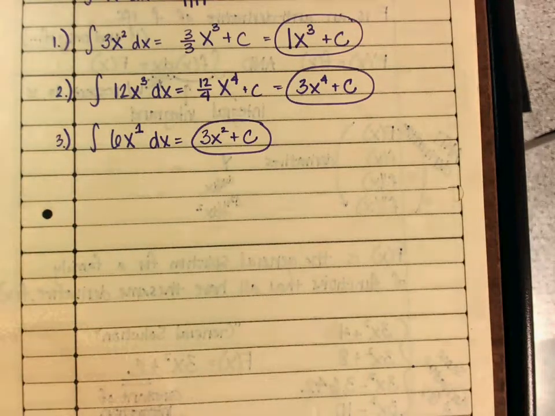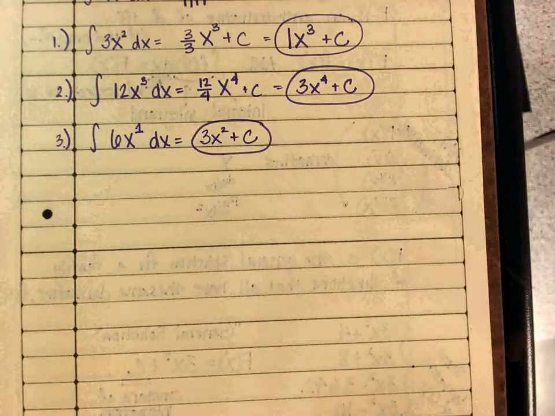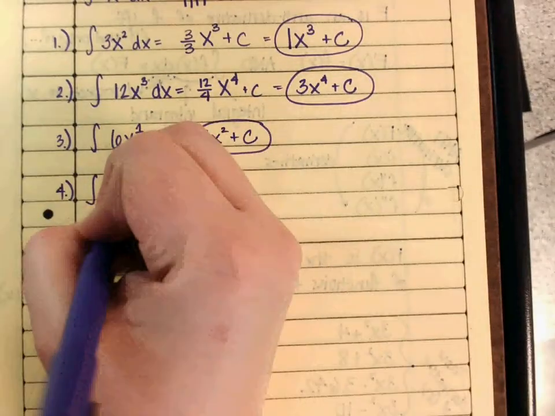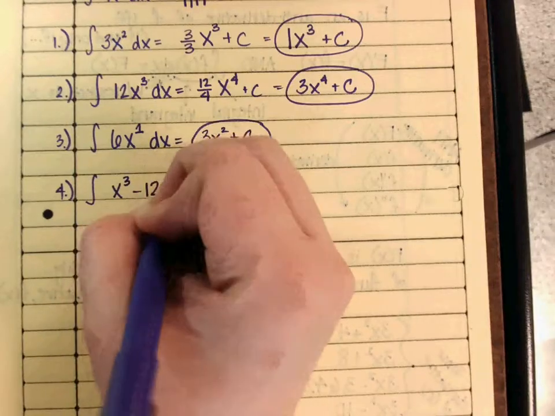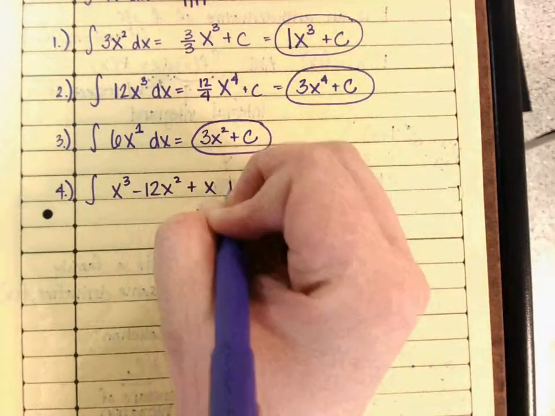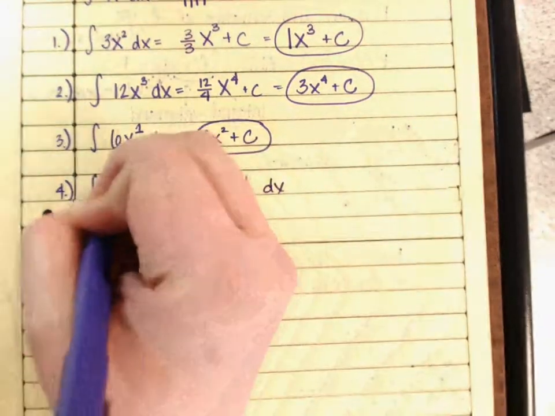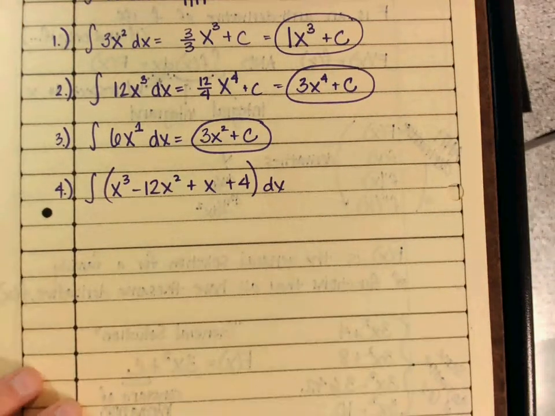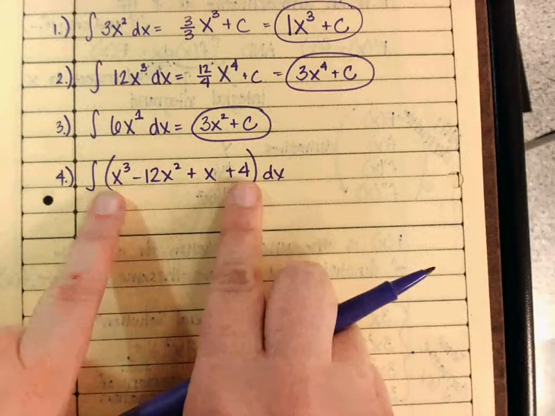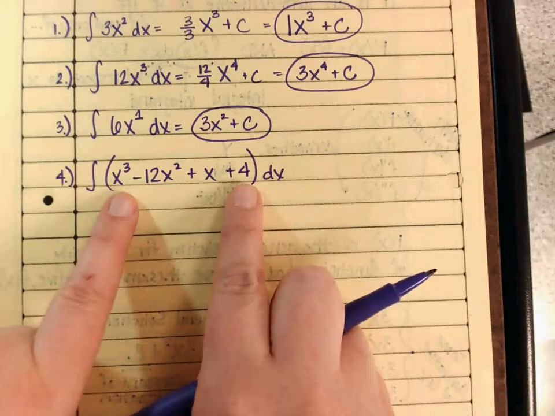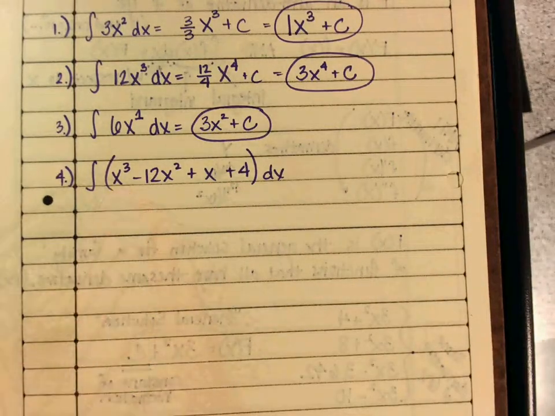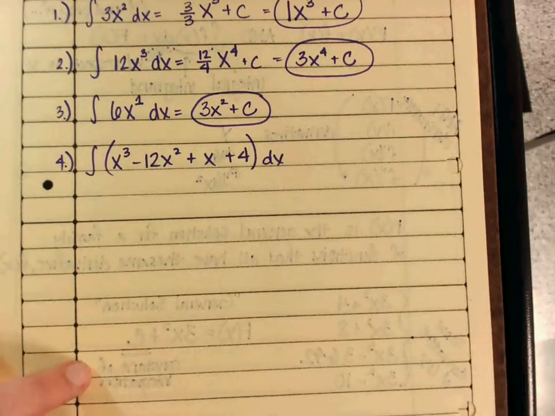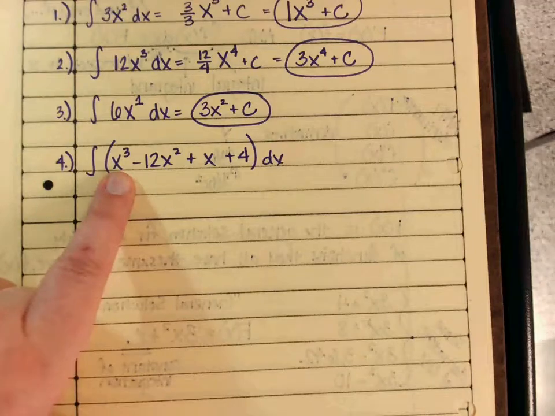Okay, I'm going to give you a couple of longer ones. So first one is going to be the integral of x cubed minus 12x squared plus x plus 4. Now, sometimes you'll see parentheses written around. Remember, this is called the integrand. It doesn't matter if they're there. If they're not there, it doesn't change anything. Okay, so go one term at a time. You're going to add 1. What's the new power on x now?